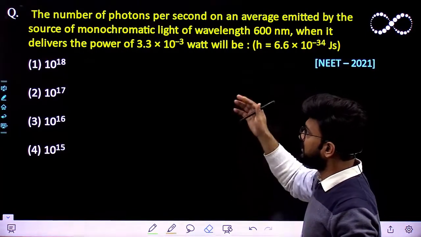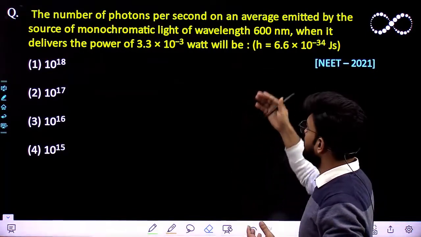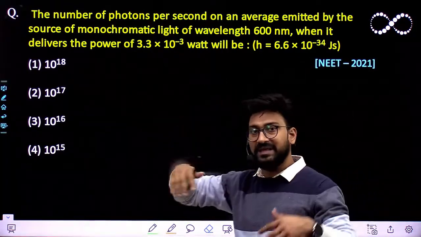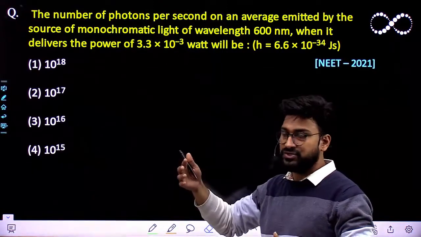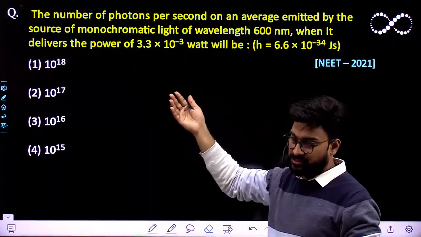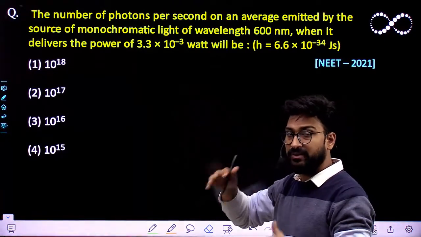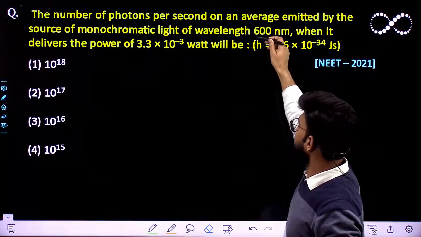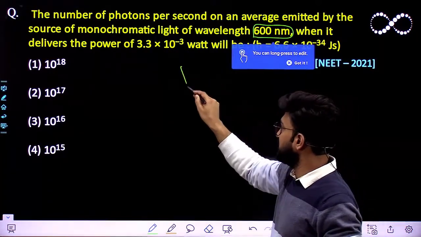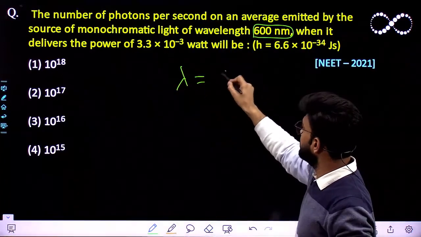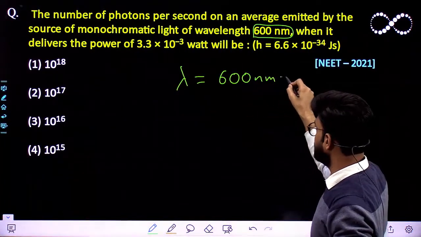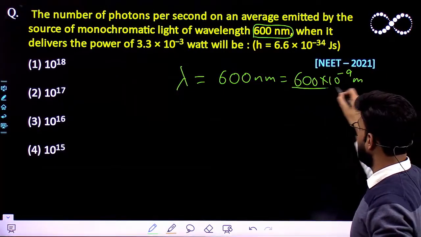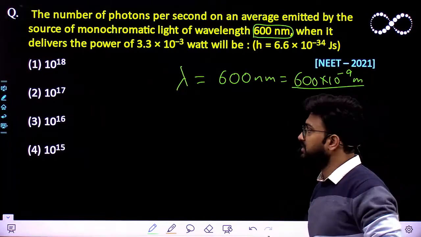So that means you have to find out the number of photons emitted each second, on an average, by a monochromatic source of light. If a monochromatic source of light is emitting certain energy in the form of radiation, then it is emitting photons. So how many photons it is emitting per second, that you need to find out. The wavelength of each photon is also given to you. The wavelength is 600 nanometer, which is 600 into 10 to the power minus 9 meters. So this is the wavelength of each photon emitted each second.